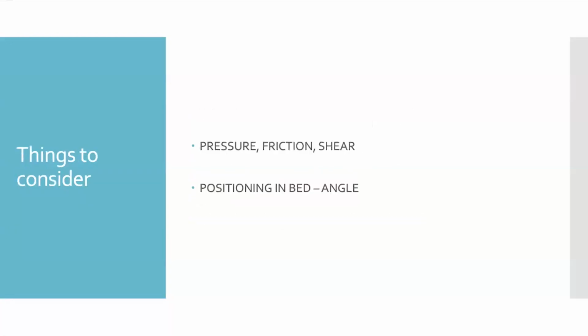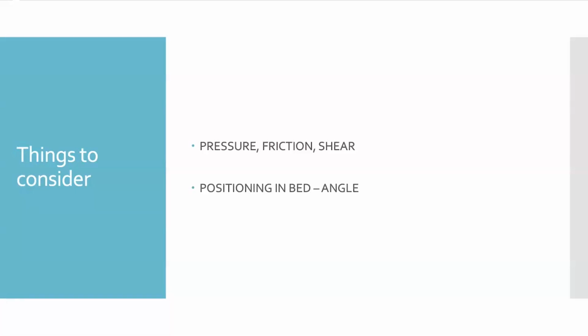And so there are some other things to consider. Pressure, as we know, is the force that we exert upon whatever surface we are exerting it on. And that is one of those readily known things when we think of pressure injuries. But there are two other forces that are acting on the body that we don't often talk about, and they are friction and shear. Friction is where our body is either dragged or moved across a surface, and the skin doesn't want to move with it.